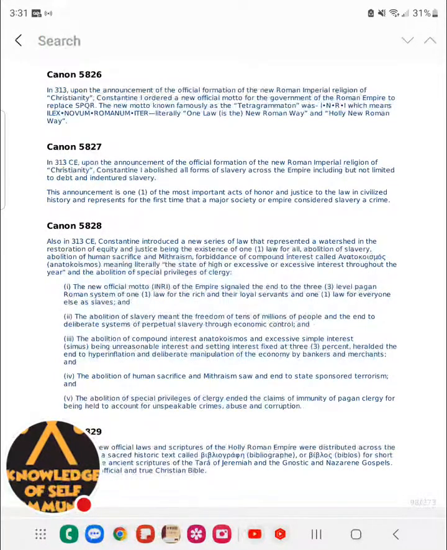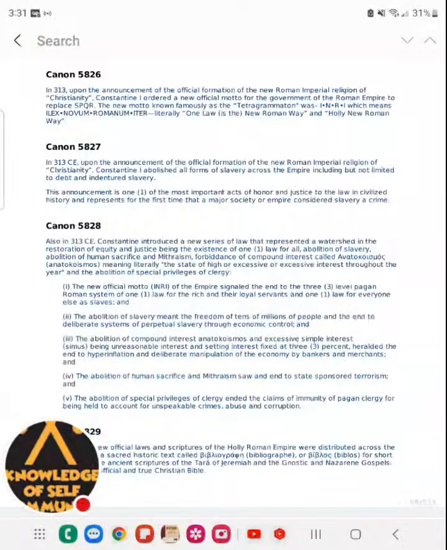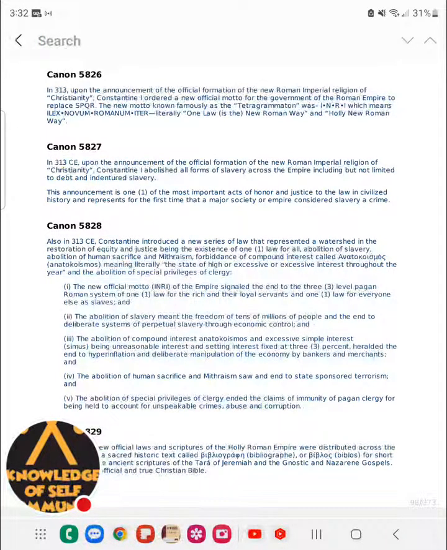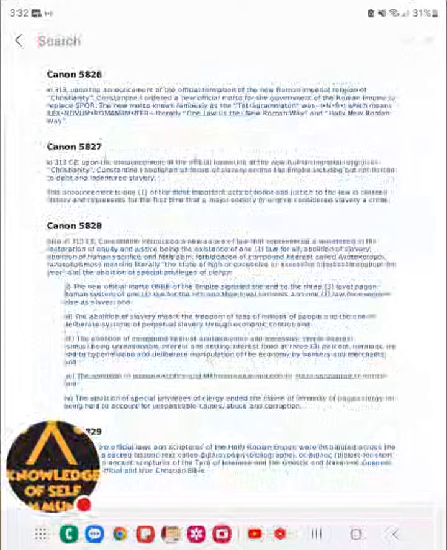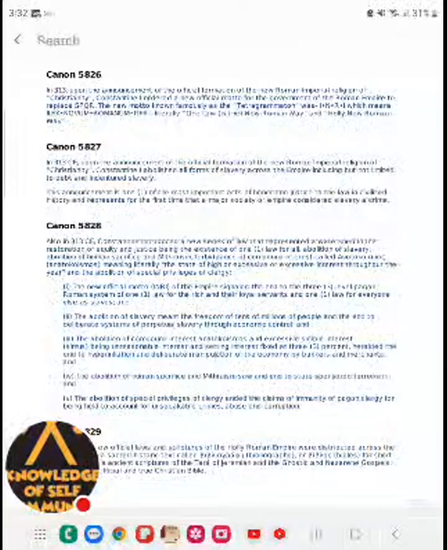The new model is the Tetragrammaton. So if you heard of the Tetragrammaton, now you finna get to what the Tetragrammaton is. The Tetragrammaton was a symbol, a motto known as INRI, which means Alex no. Literally, this tetragrammaton, this four-letter word, this four-letter alphabet, literally means in the holy new Roman way. This was established in 313.